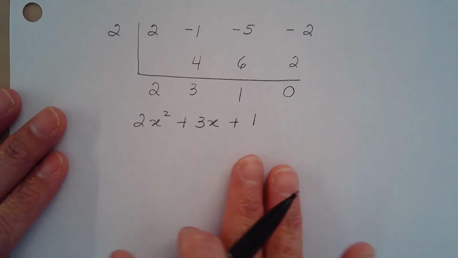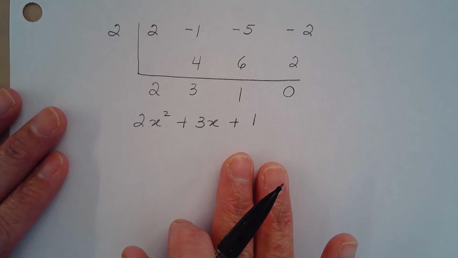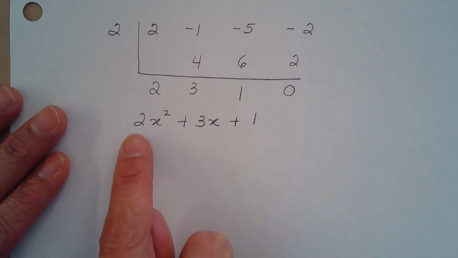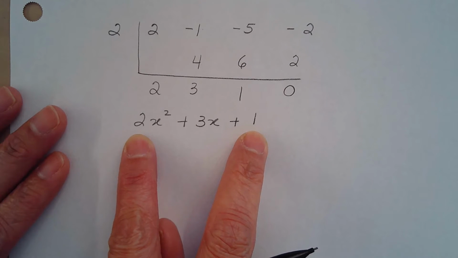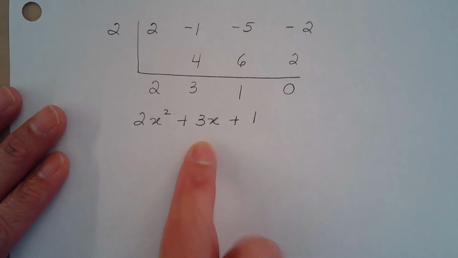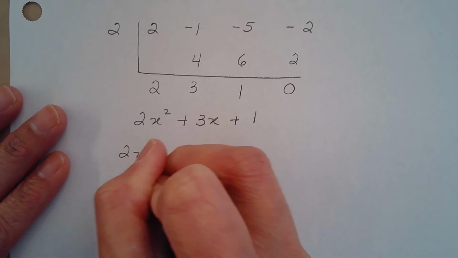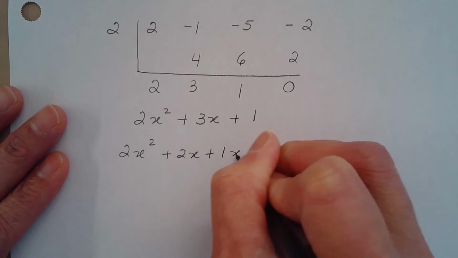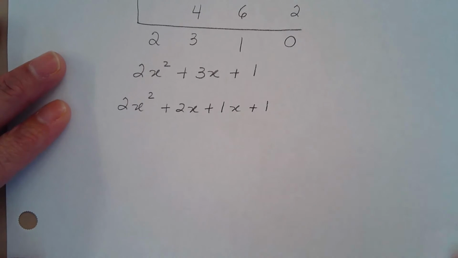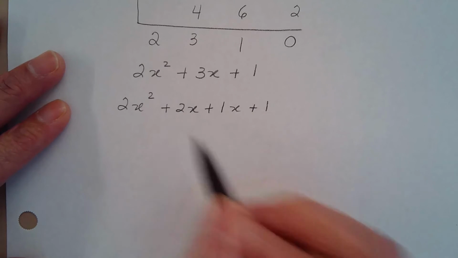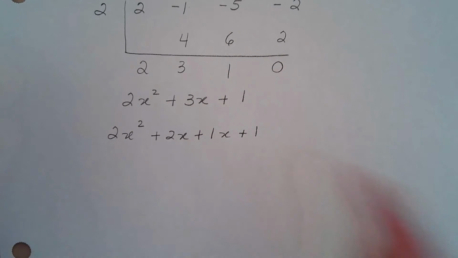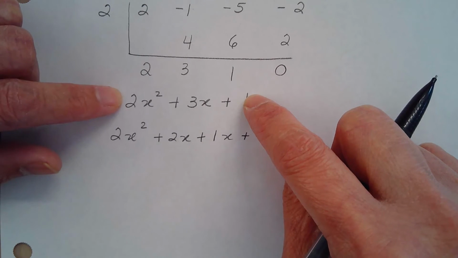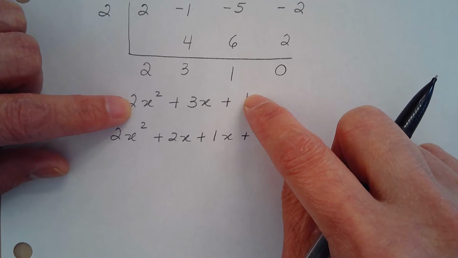Is this factorable? Can we factor this? Yeah? Okay, so what does it factor to? 2 times 1 is going to be 2. That adds 3. So 2x squared plus 2x plus 1x plus 1. Oh, okay, reset. So now that we know our quotient, we can see if this is factorable.